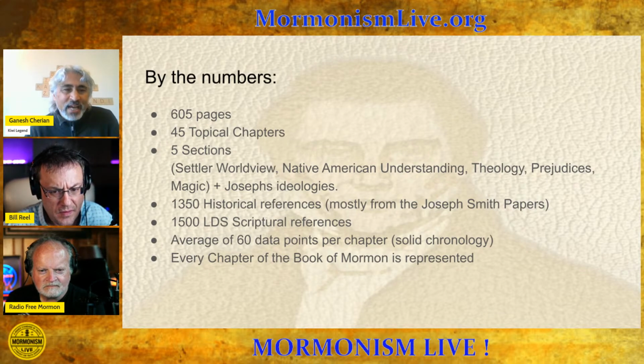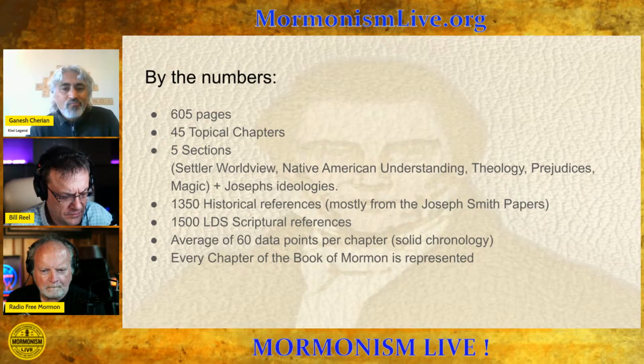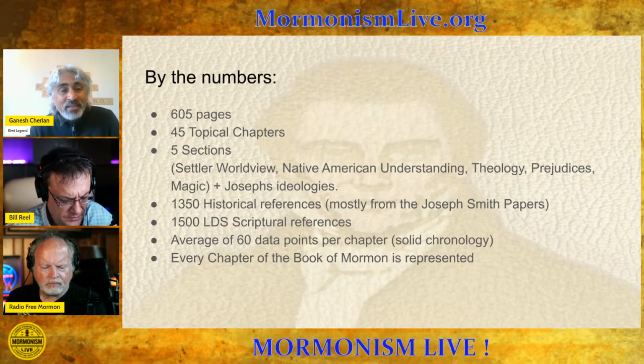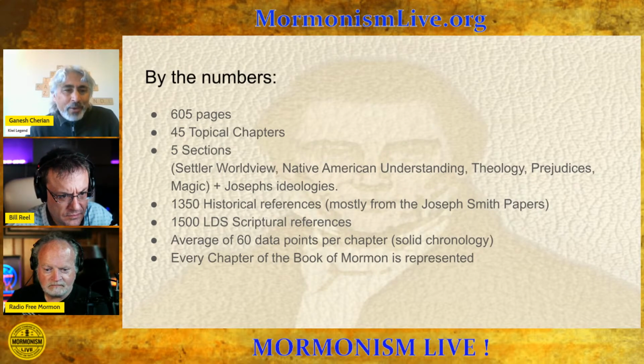And then those 1,500 LDS scripture references, which I think give weight to what is actually happening in the moment. And that means that there's about an average of 60 data points per chapter. And so that's a lot of little individual points that you can go, okay, this is there, this is there, this is there, and it all lines up. So hopefully that gives a good way of testing that this is accurate. And there are probably many more data points I've missed, because it's just so huge.